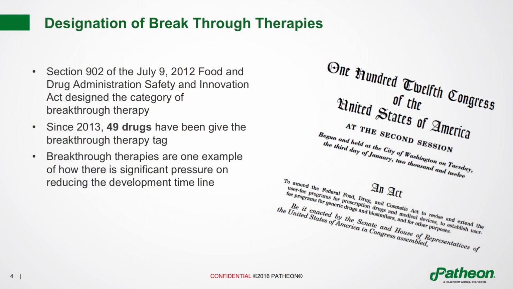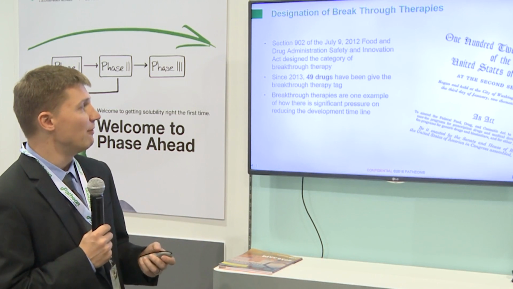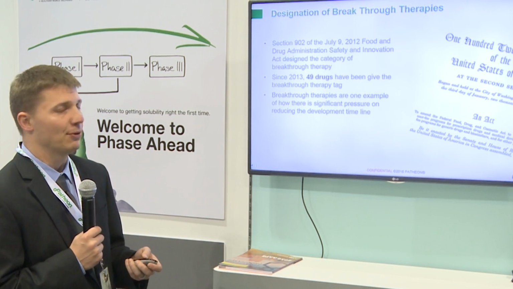On the breakthrough therapy side, about 2012, the FDA passed the Food and Drug Administration Safety and Innovation Act, and part of that was to designate breakthrough therapies. And these would be therapies that would be brought to the market on a much more expedited basis. Since 2013, 49 drugs have been tagged with this label.